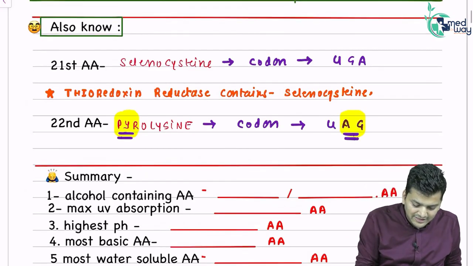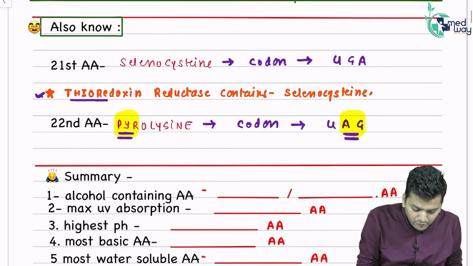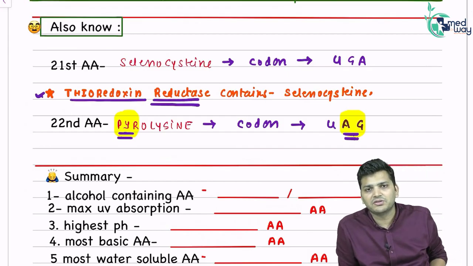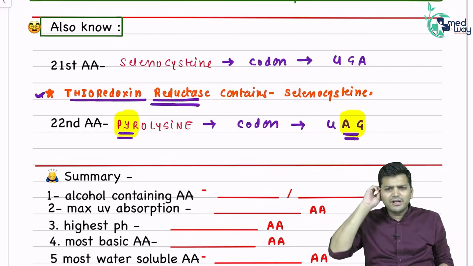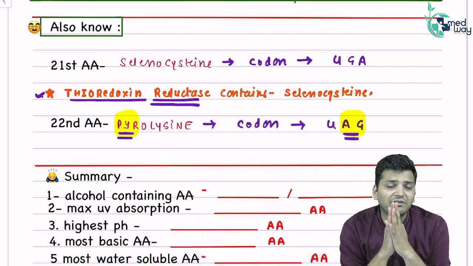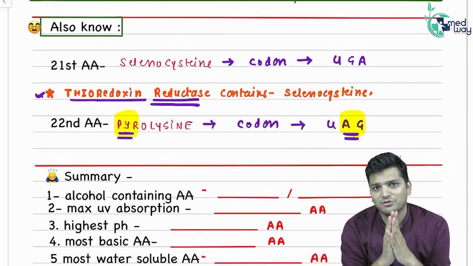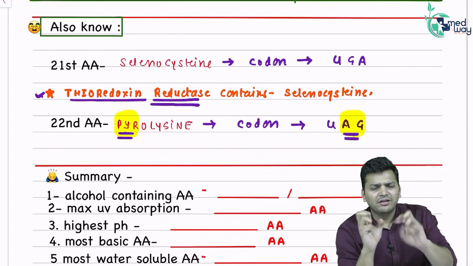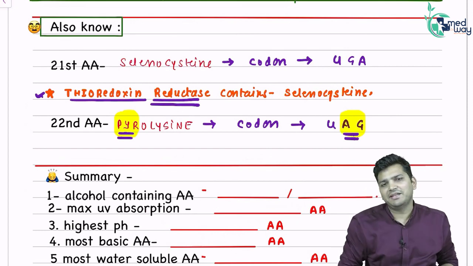Selenocysteine: there is one enzyme which contains it, thioredoxin reductase. So it's a very important chapter that we are discussing, the classification of amino acids. We have discussed a total of 4 classifications. Let's point out the previous year MCQs.